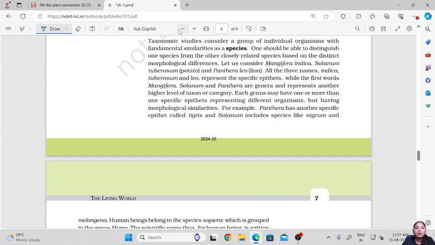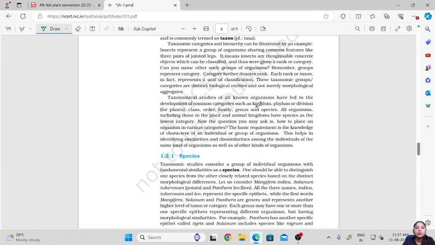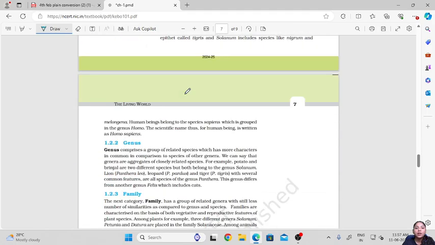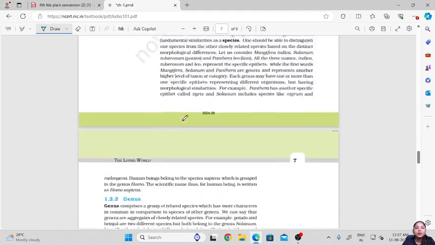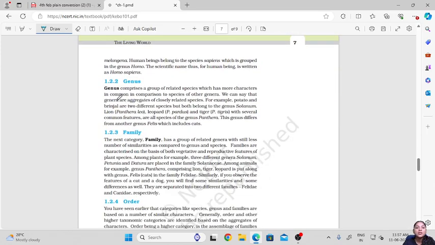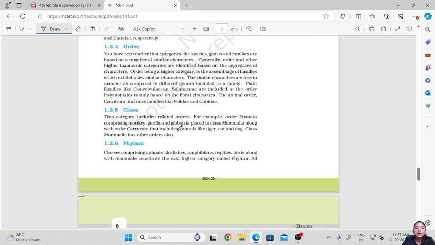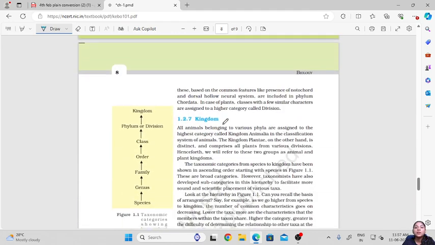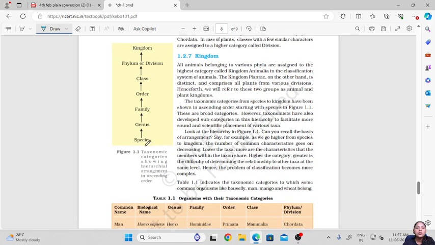Now there are various groups or taxonomic categories that we have to learn about. The first one is the species, then after species we have genus, then family, order, class, then phylum, and the last is kingdom. So these are all the taxonomic categories showing the hierarchical arrangement in ascending order. First we have species, then genus, family, order, class, phylum or division, and then the kingdom.